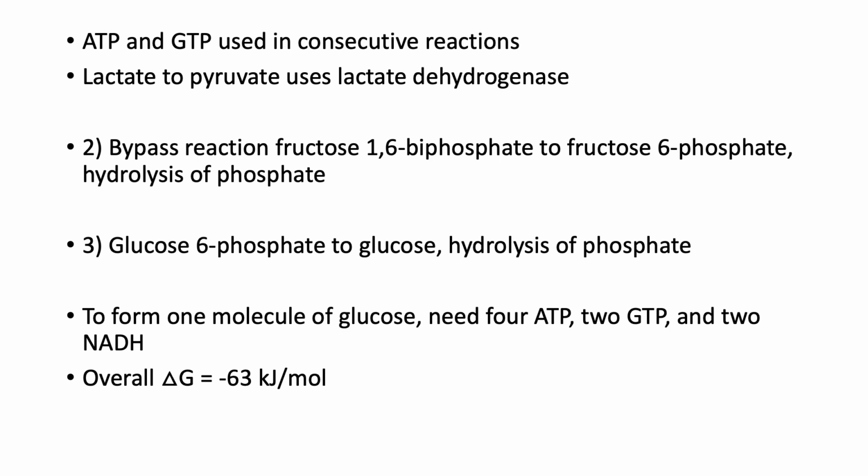In this situation, you have ATP and GTP used in consecutive reactions. Lactate to pyruvate uses lactate dehydrogenase. The bypass reaction, fructose 1,6-bisphosphate. The fructose 6-phosphate has hydrolysis of phosphate. Glucose 6-phosphate is then hydrolyzed to glucose, and you have one molecule of glucose to form it. You need 4 ATPs, 2 GTPs, 2 NADHs, and the overall free energy is negative 63 kilojoules per mole.